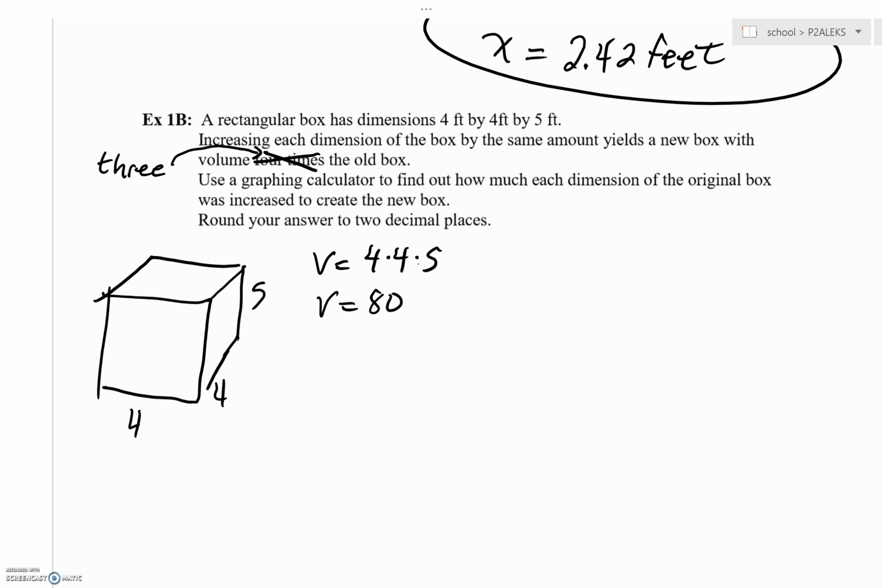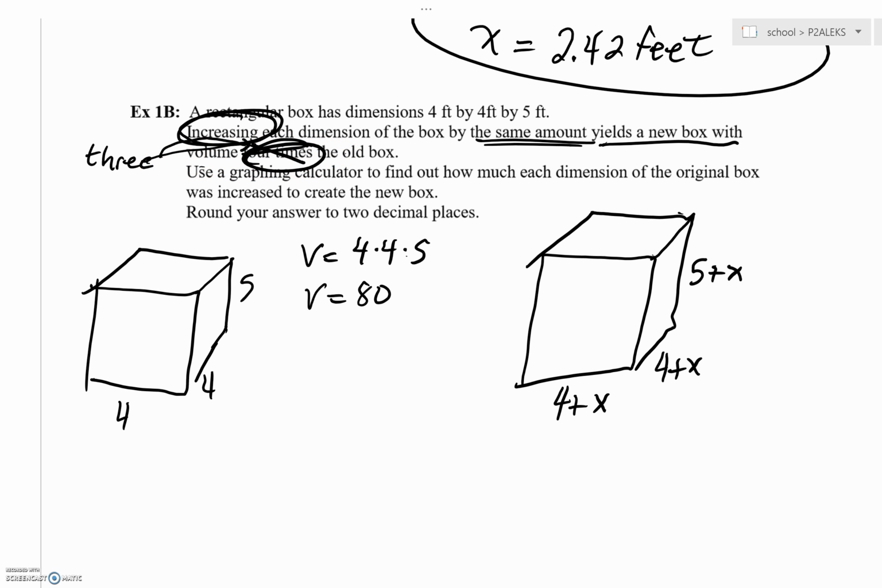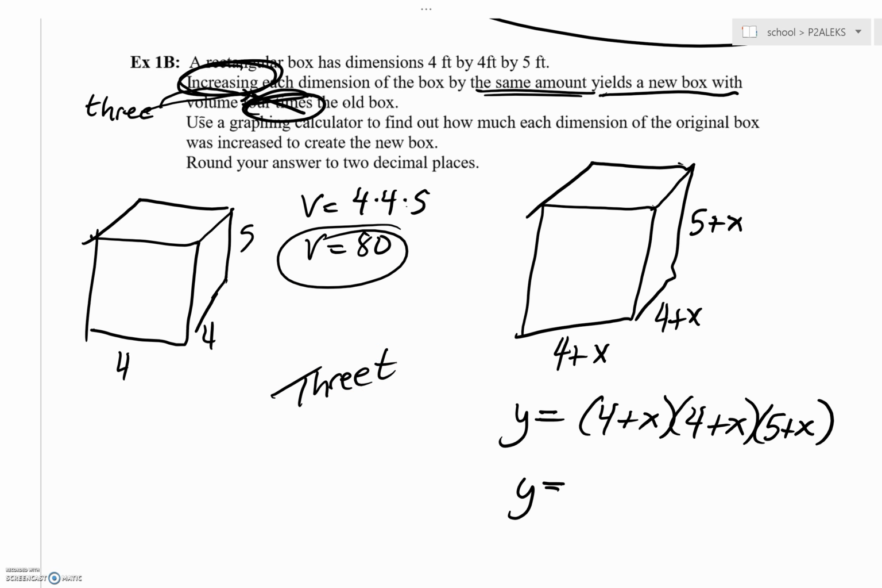So now your length, width, and height, you just add the same number to it. 4 plus X, 4 plus X, and 5 plus X. And they're saying, as we keep reading it, it yields a new box with a volume that's 3 times the old box. Now, we're going to talk about that in a minute. The volume of this new box is 4 plus X times 4 plus X times 5 plus X. But the new volume we said is 3 times the volume. What is 3 times 80?